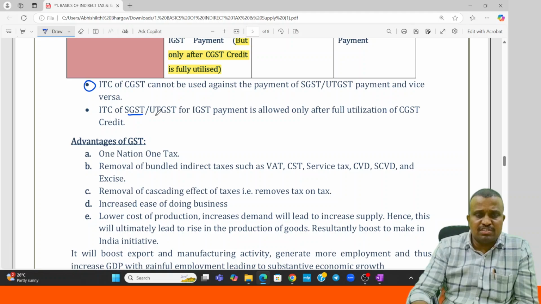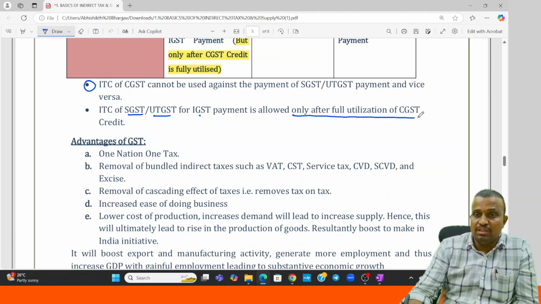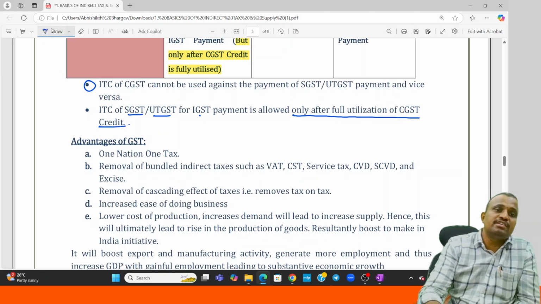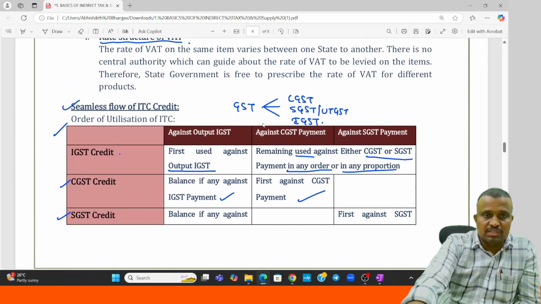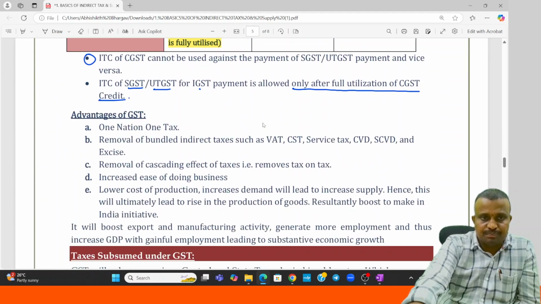ITC of SGST or UTGST for IGST payment is allowed only after full utilization of CGST credit. Okay, so these are the rules relating to input tax credit.